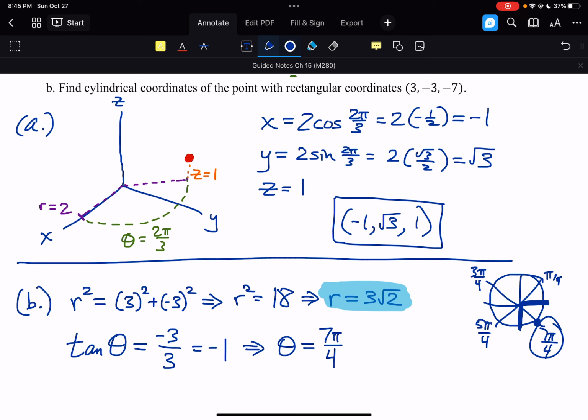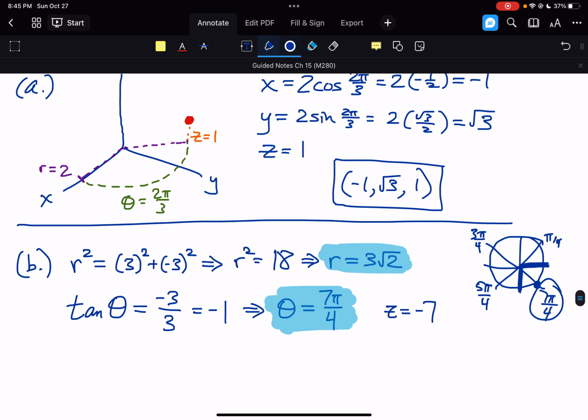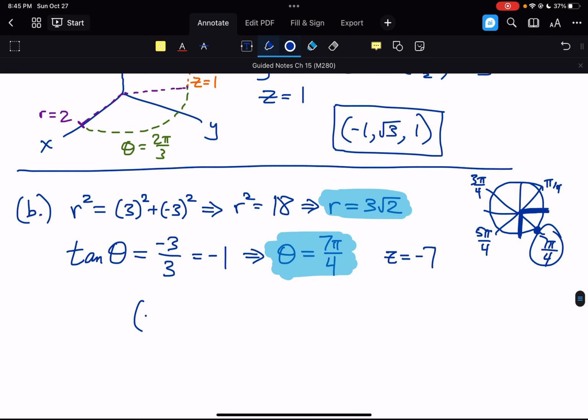So again, you can do the conversion with just sine or just cosine, but you have to take them both into account to know which angle it actually will be. So that's theta. And of course, z is just a gimme in a problem like this. So z is just -7. So we get 3 rad 2, comma 7 pi over 4, comma -7.